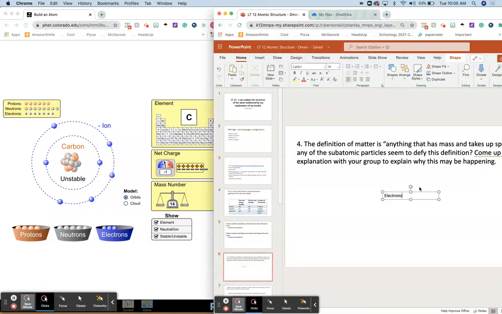So go ahead and make your best guess. Do not just have one word for this answer. Go ahead and make your best guess.